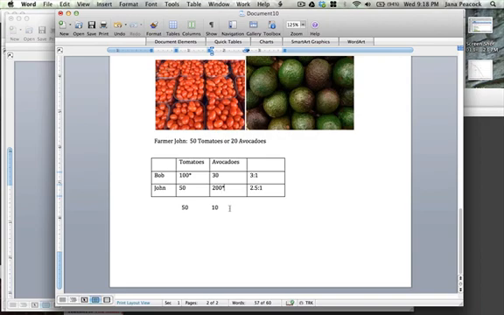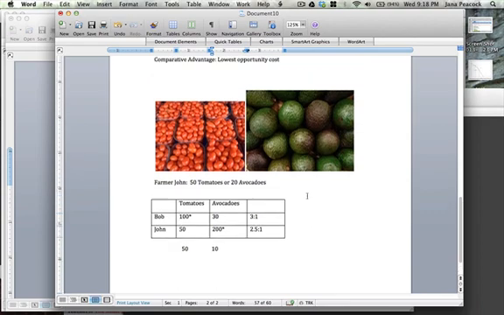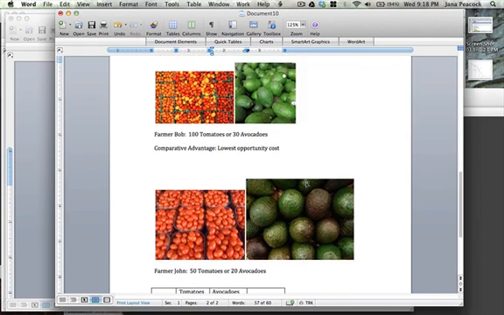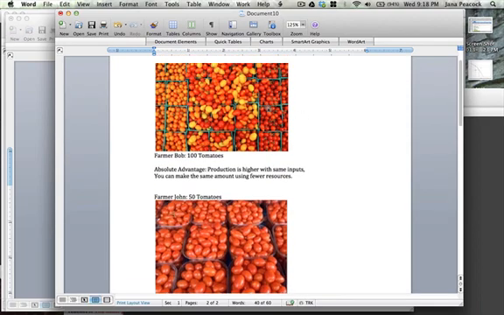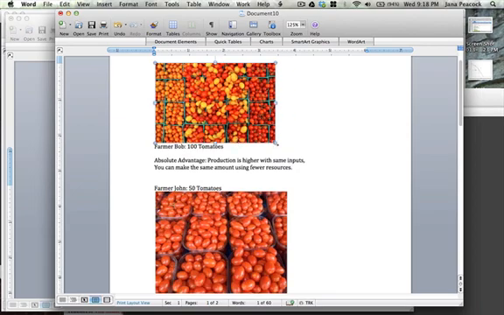So hopefully you can remember this and do well with your test, but take a look to recap one more time. Comparative advantage means you have the lowest opportunity cost. You are giving up the least. Absolute advantage means that with the same input, same amount of time, same amount of land, you can produce more. Or if you're making the same amount, so for Farmer Bob to produce 50 tomatoes, he's only going to need half as many inputs.